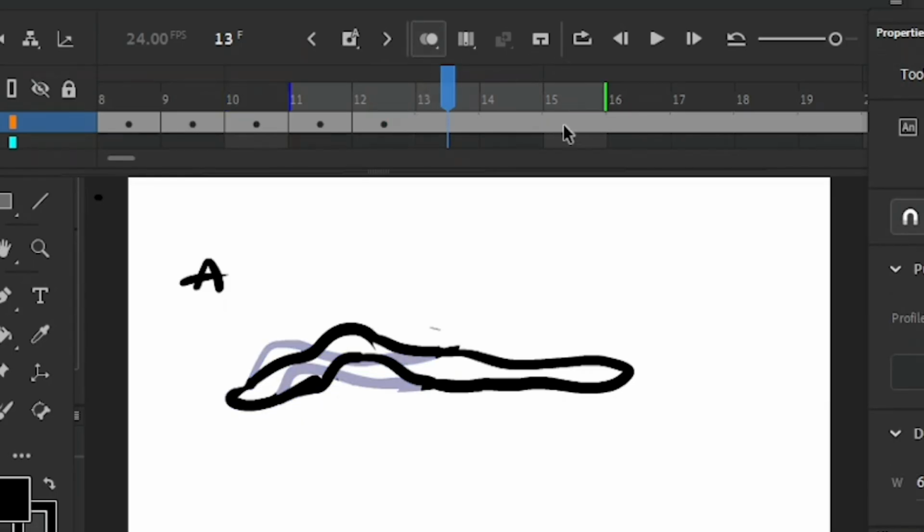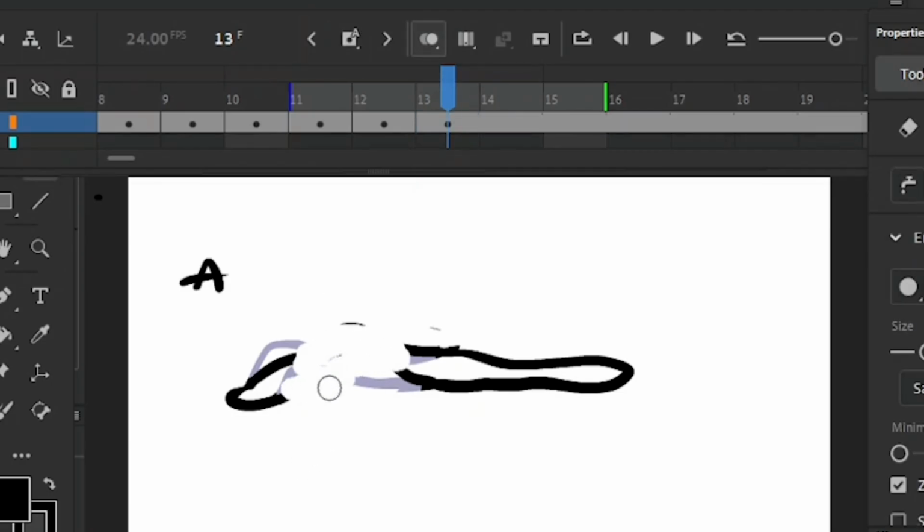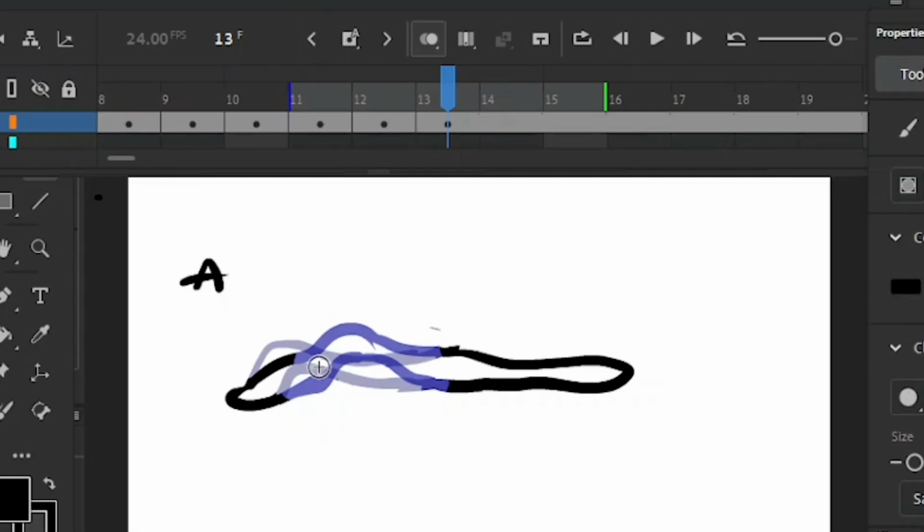We move again to the next keyframe. Then insert the keyframe, and then we make another motion. Our onion skin is on, so we can see what's on the other side of the screen. That's frame by frame animation. So move again, then get to the spots.